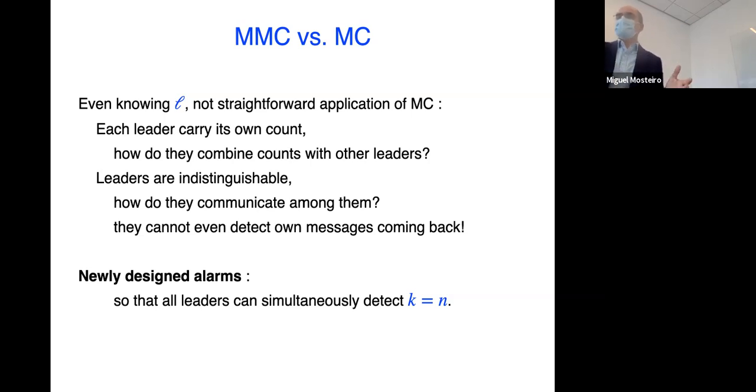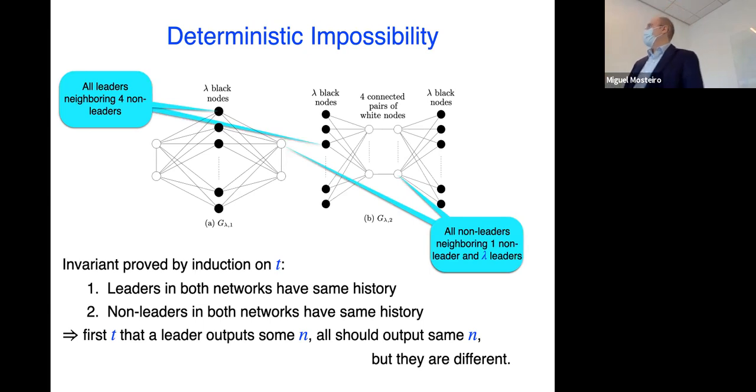A leader sends a message through the network, and then it receives a message. It could be its own message coming back because of this dynamicity of the topology. So we design a new set of alarms so that all the leaders can simultaneously detect k equal to n, rather than having to communicate among them. And I'm going to skip the details because I don't have enough time.